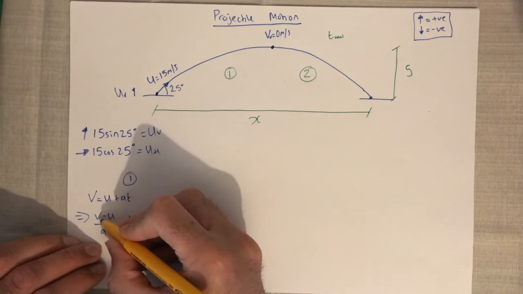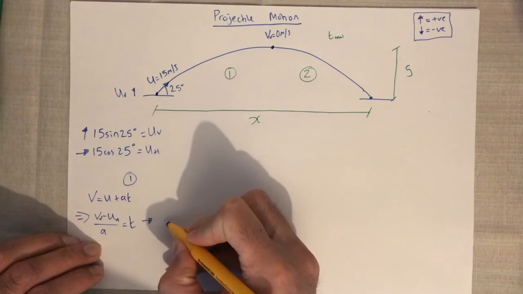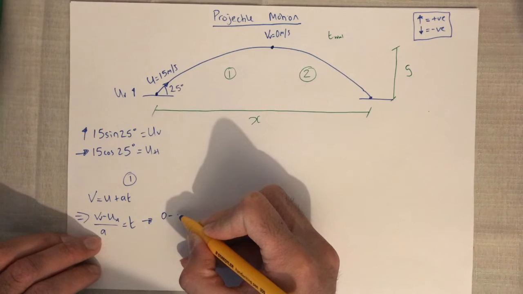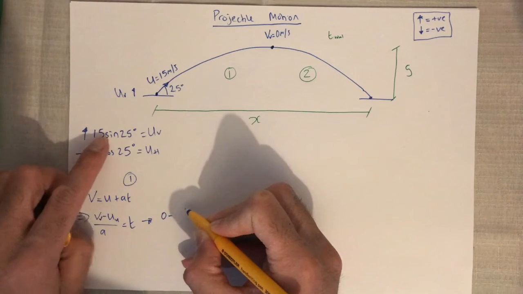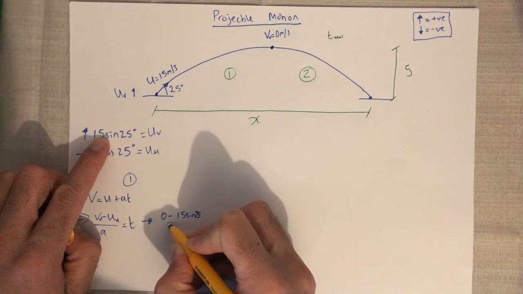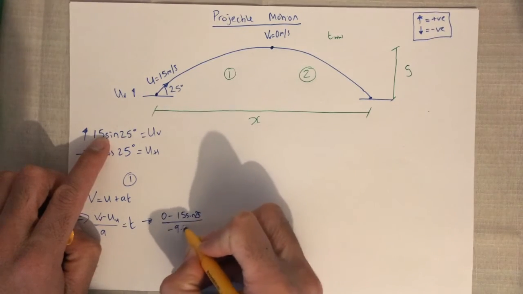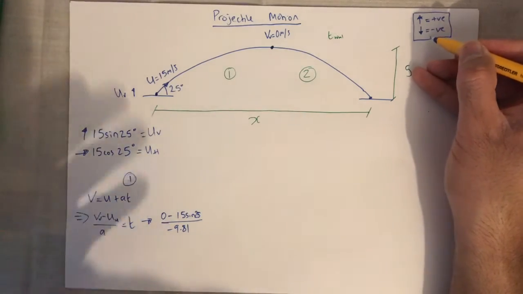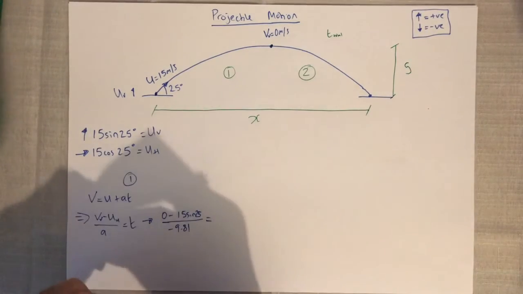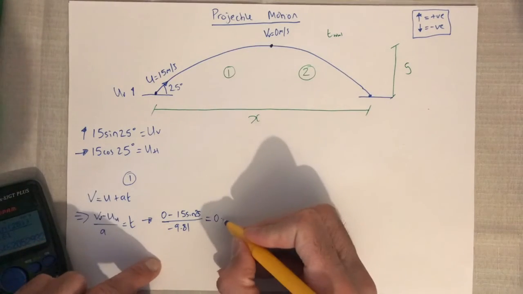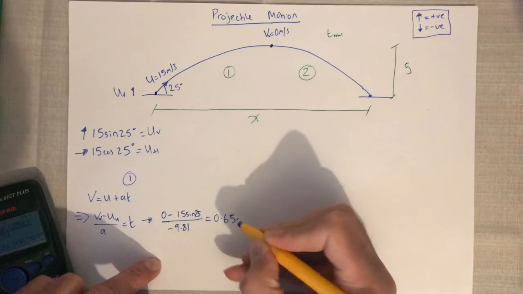So we're going to call this VV and UV. VV is actually 0 minus UV, which is going to be 15 sine 25, divided by negative 9.81. It's negative because anything coming down, and gravity in this case is coming down, is going to be negative, so we can work that out. Right, so if you run this through your calculator, you should get an answer of about 0.65 seconds.